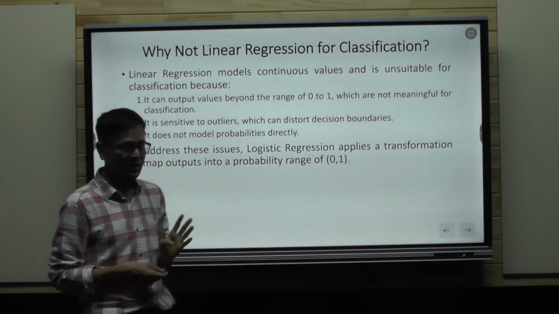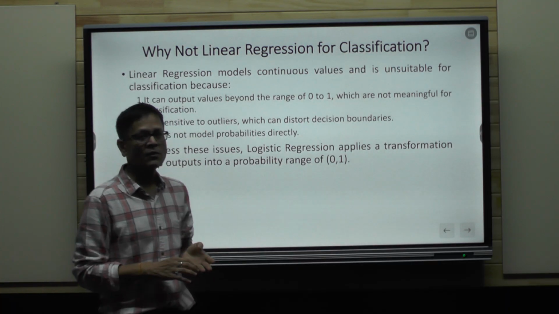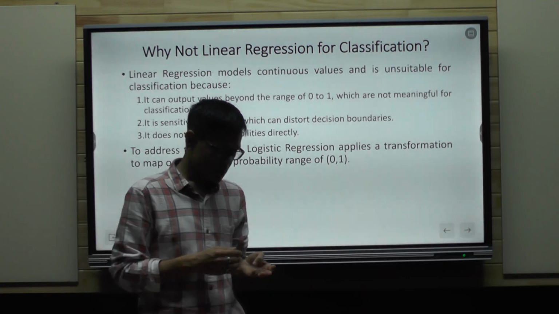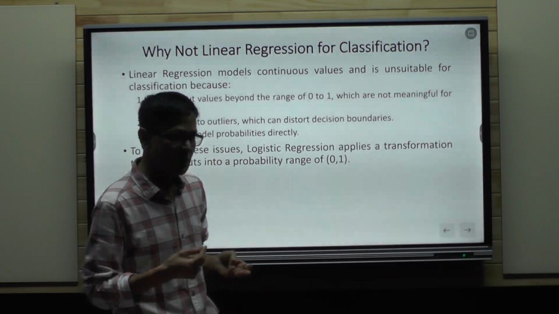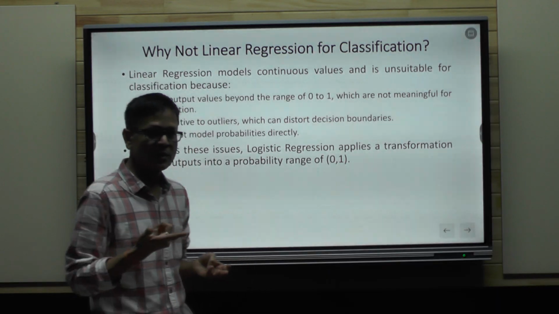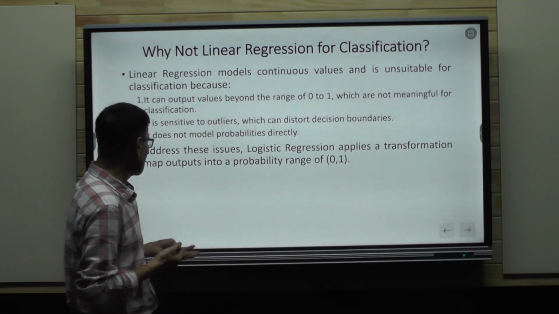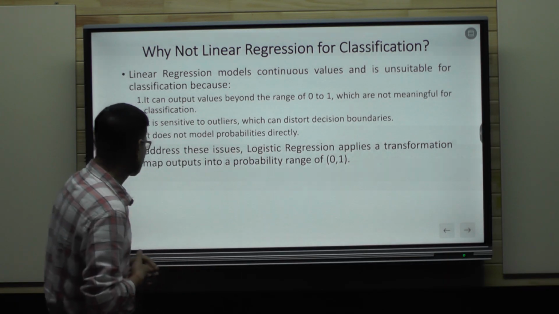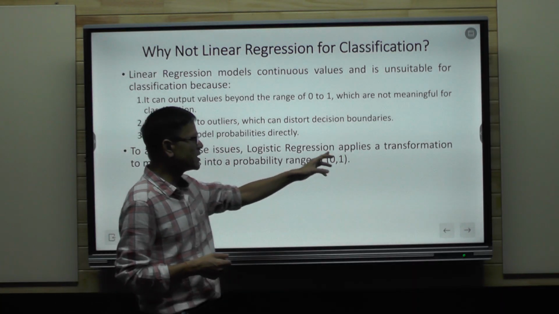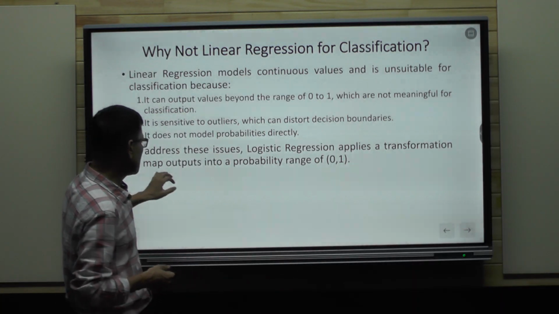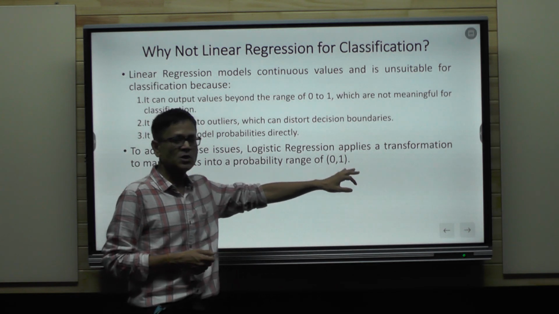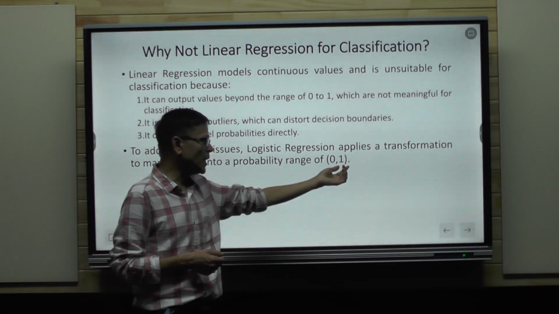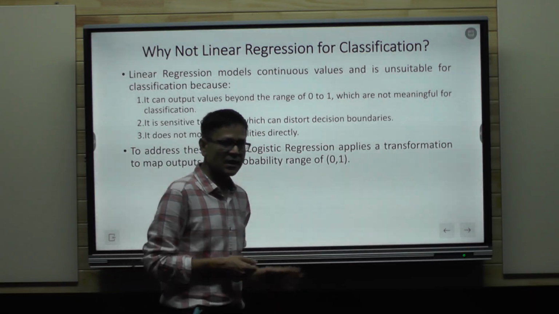So there are three factors. The first is that the output of linear regression can exceed the value 1, which is meaningless in the case of probabilities, because the maximum probability can be 1. The third is that it is sensitive to outliers. To address these issues, logistic regression applies a transformation to map the outputs into the probability range of 0 and 1. When you map the output into the probability range between 0 and 1, that becomes logistic regression.